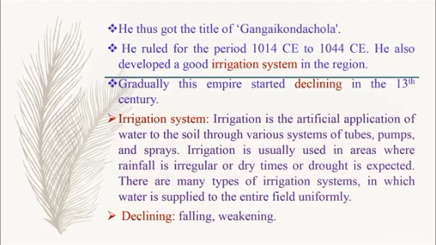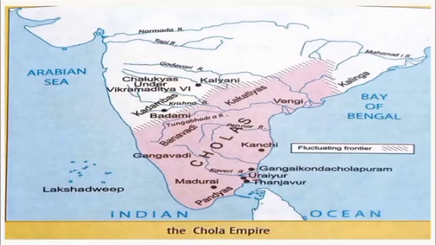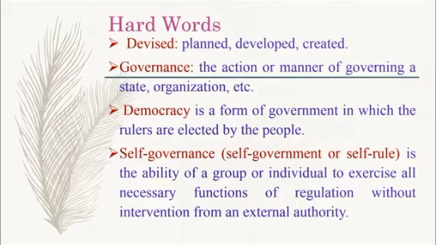Gradually, this empire started declining, which means falling or weakening, in the 13th century. See those areas marked in the light pink show the Chola dynasty like Gangaikonda Cholapuram, Urayur, Tanjavur, etc. Now let's see some keywords. Devised, governance, democracy, self-governance. Devised means planned, developed or created.